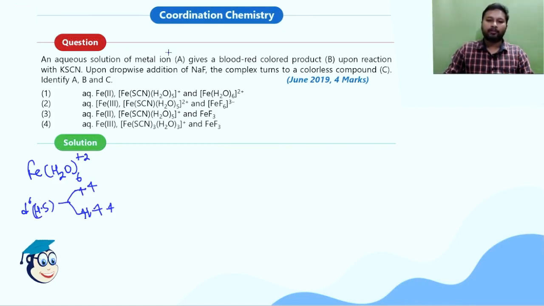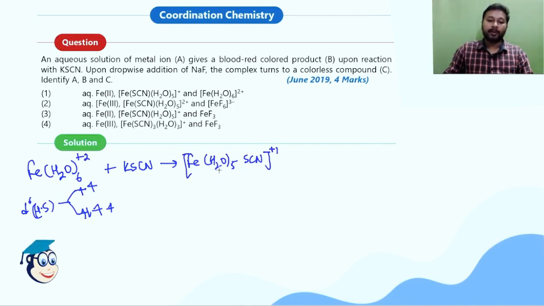So aqueous solution of metal A gives blood red color with compound B, upon reaction with KSCN. So if you react it with KSCN, you are not going to get a blood red compound, because what you are going to get is [Fe(H2O)5(SCN)], and it will be in +1, because overall state should be +2. So that's how it will be.